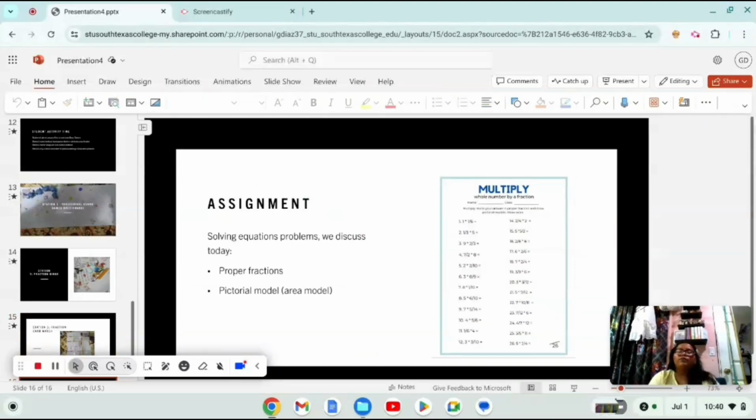Assignment: your homework is solving the problems we discussed today. Proper fractions, pictorial models, area models, meaning you have to multiply, make it into a fraction, and do not simplify. You have to show some drawing models of how you solve each problem, of which you have 26 questions.